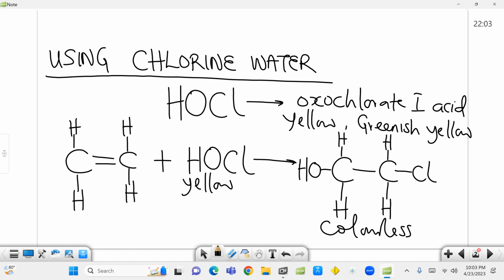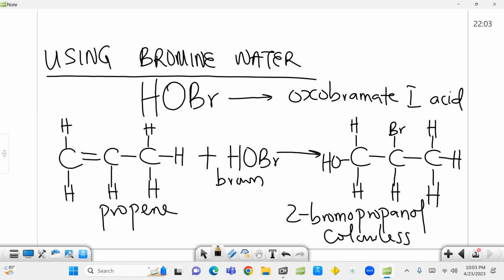So this wraps up. It gives us an idea of how to test or to differentiate between unsaturated substances and saturated substances.